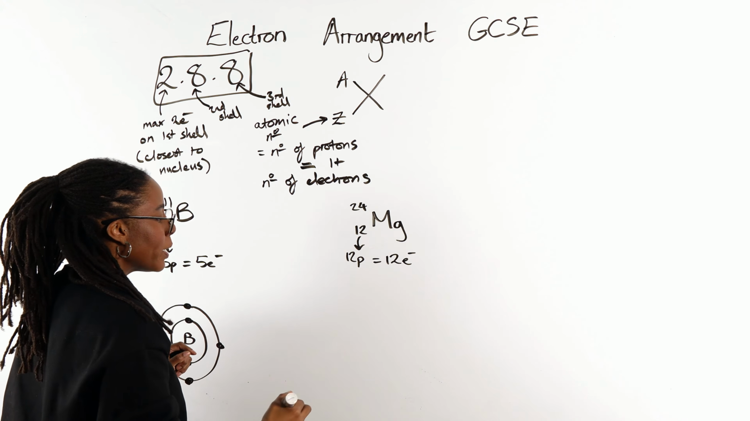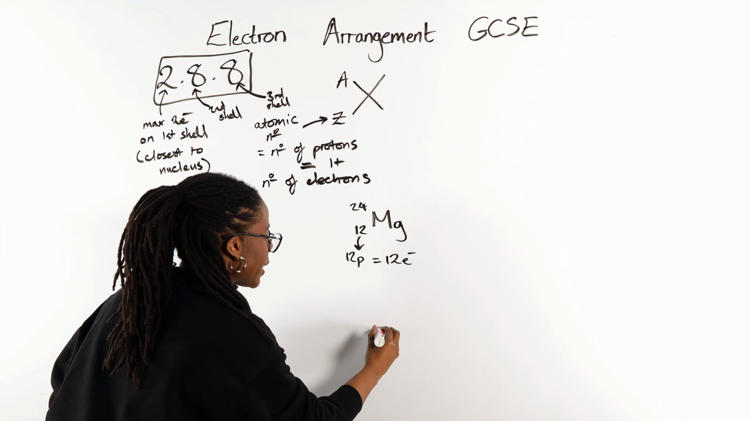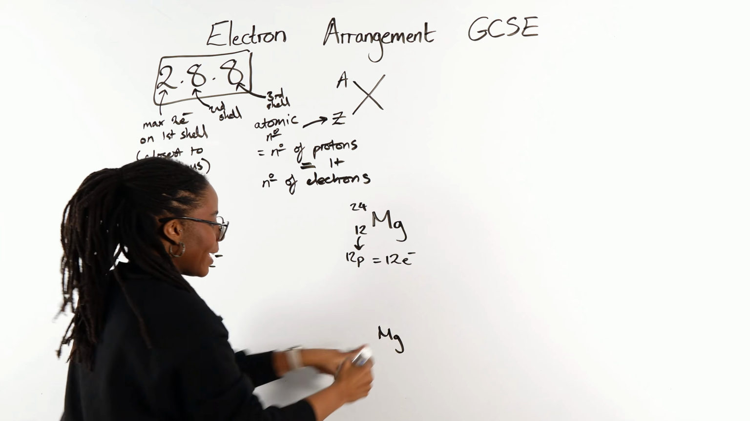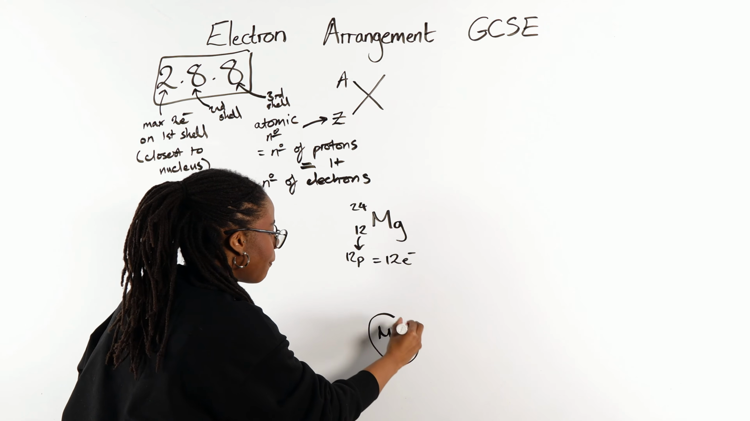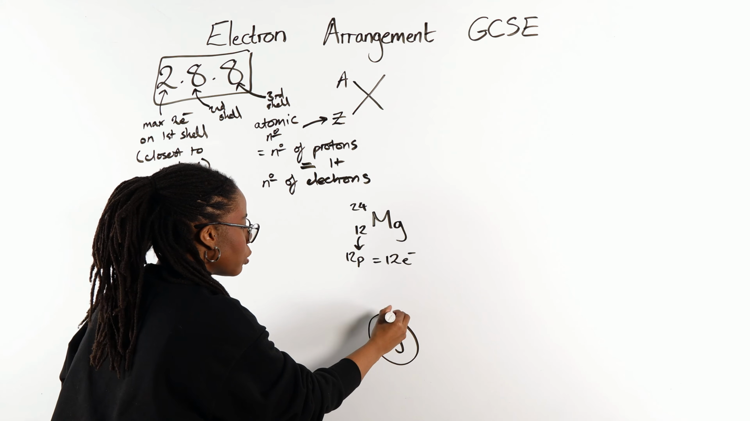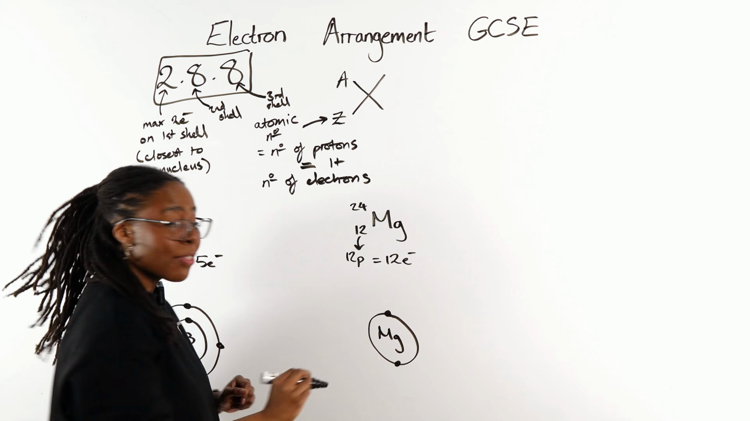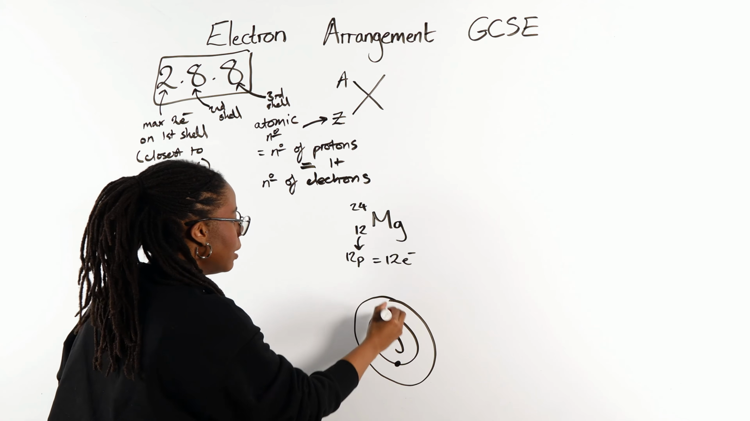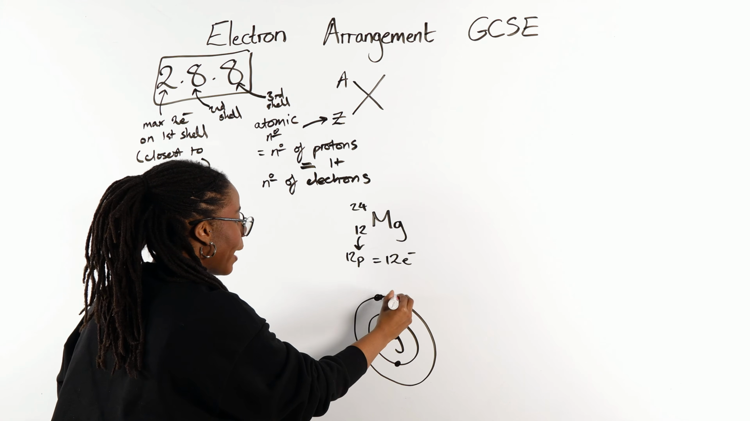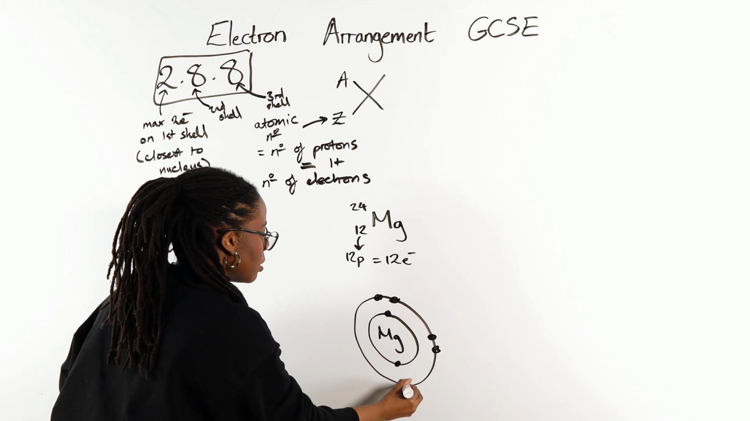So how are those going to be arranged? Let's put our magnesium here. That's representing the nucleus that I'm not going to draw out completely. In the first shell, of course, we can hold 2 electrons. Now that shell is full. Let's go now to the second shell that can hold a maximum of 8 electrons.